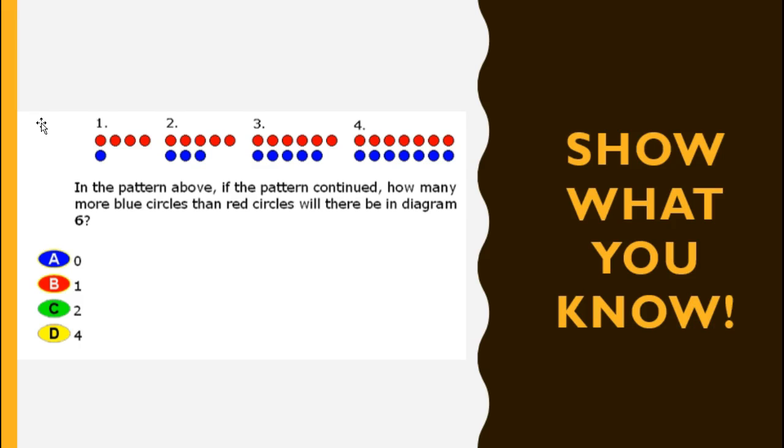Okay, last question. Listen carefully. Here is our pattern. We can see what it is in position 1, 2, 3, 4. Look carefully to how it's changing. In the pattern above, if the pattern continued, how many more blue circles than red circles will there be in diagram 6? Think about it and then choose your answer.